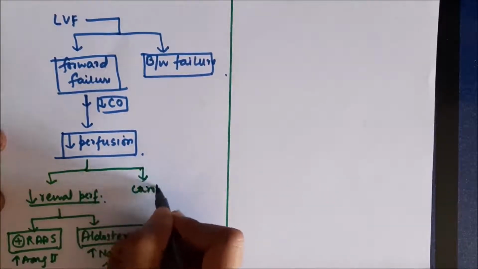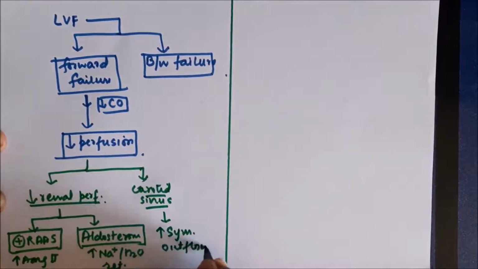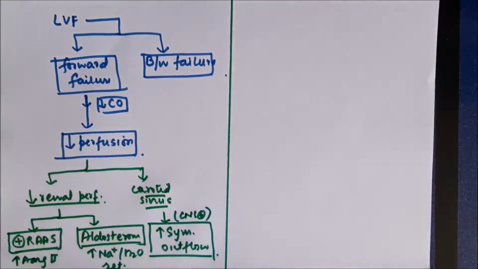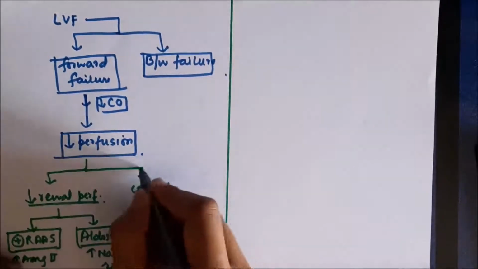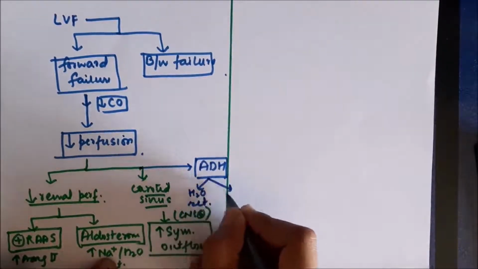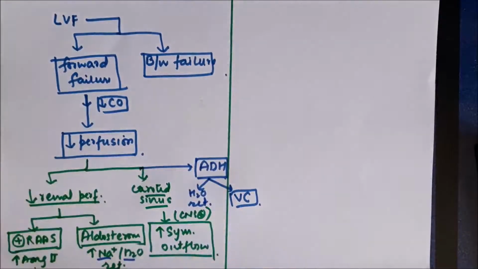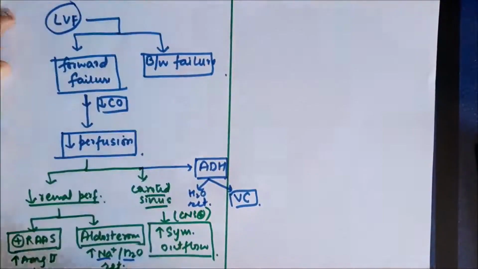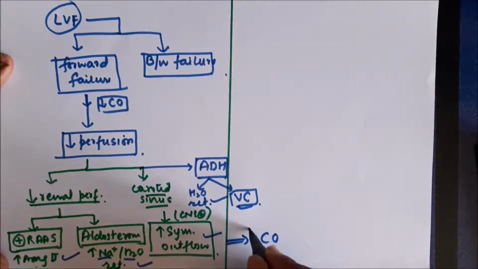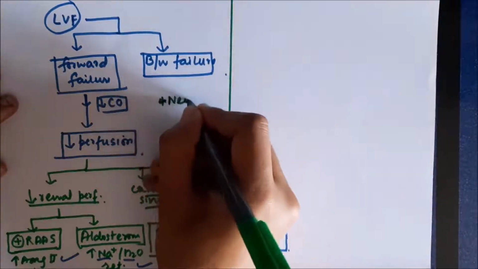Similarly, as a result of decreased perfusion to the carotid sinus, there will be stimulation of the central nervous system and increased sympathetic outflow. Increased sympathetic outflow is so that the functioning of the heart can improve and the condition can be compensated. There will also be release of ADH, which will cause water retention and vasoconstriction. So all these changes, sodium and water retention, angiotensin II, vasoconstriction, are meant to increase the cardiac output so that the functioning of the heart can improve.